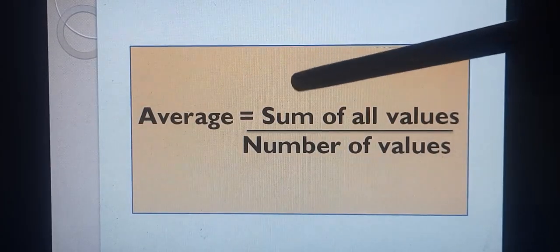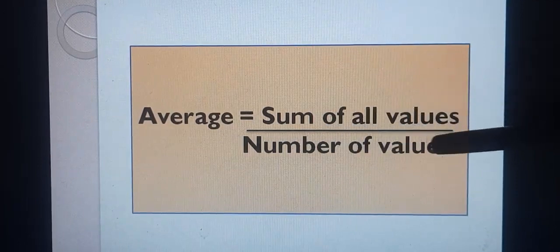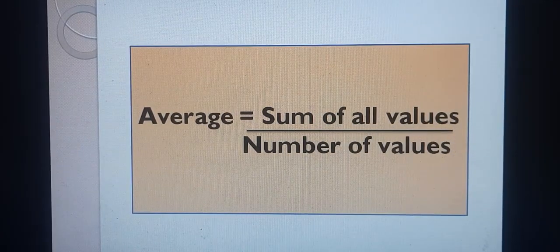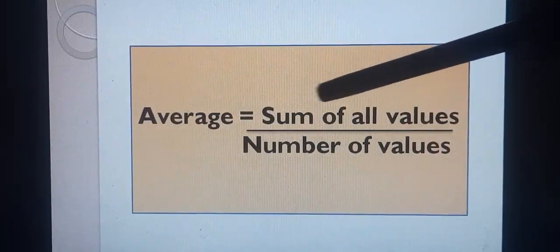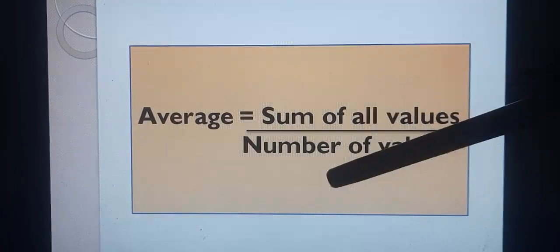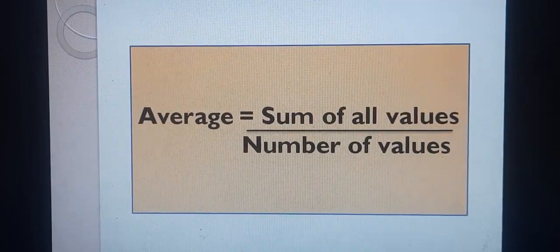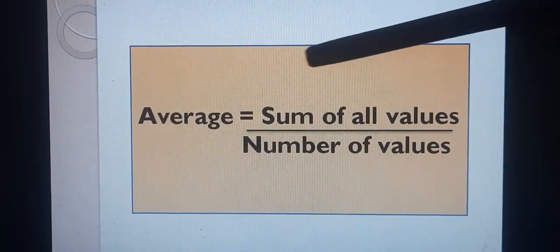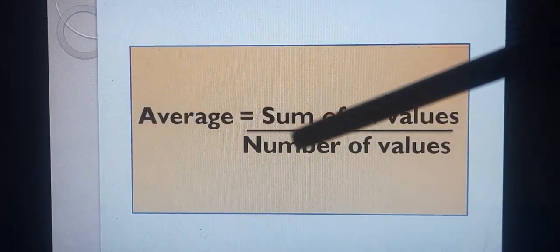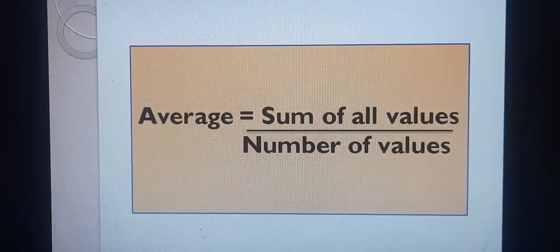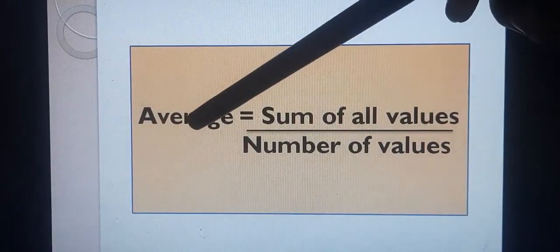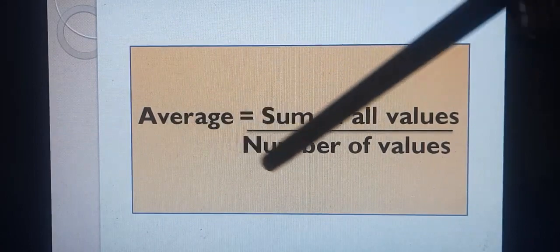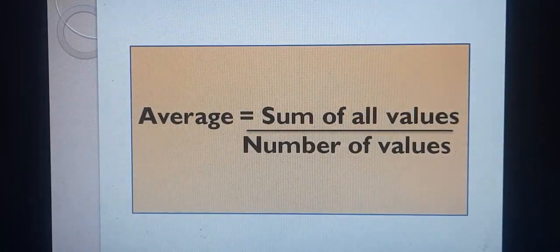So average is equal to sum of all values upon number of values. Understood? Now understand from this formula that if we have to find out the average, then we will do sum of the values and the sum of the values will be divided by number of the values. But if it is given in the question, find sum of the values if average and number of the values are given, then what we will do, we will write down sum of the values is equal to average multiplied by number of the values.